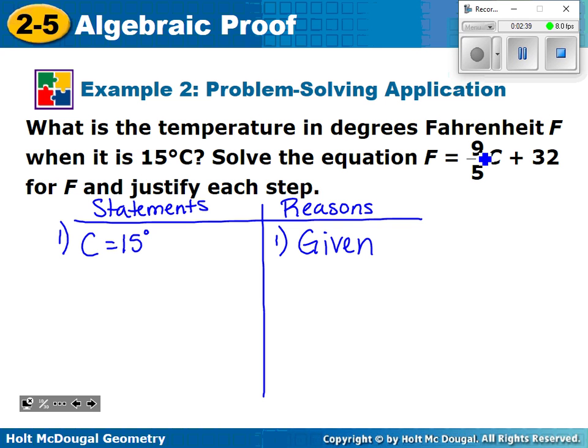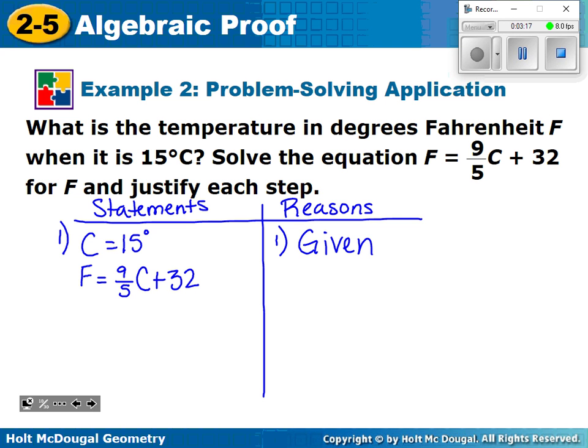What else might be important up there that we need to write down? The equation, right? We need to solve that equation for F. So we need to list that. You can write it as a separate step, or since it's all given, you can list it in the same step. That way you don't have to write given twice. Okay, and then do we have enough information at this point to solve for F? Yes, so what would we need to do? Plug in 15, exactly. We need to plug the 15 in for C.